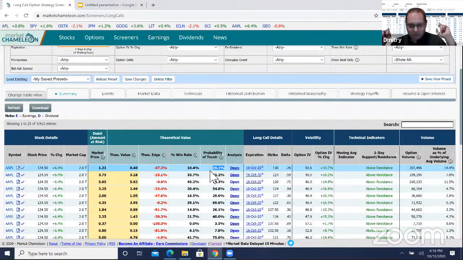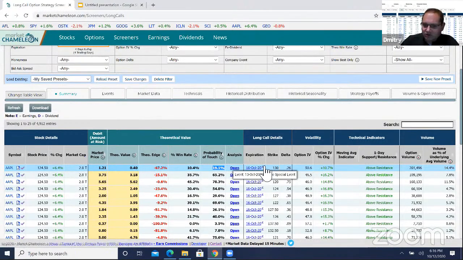So remember, we're not using Black-Scholes or binomial, we're using actual returns. We're using the actual historical returns of Apple stock, okay? Binomial is a little bit different, that's looking at volatility and hedging. Black-Scholes is a little bit different too. This is looking at just historical returns in Apple.